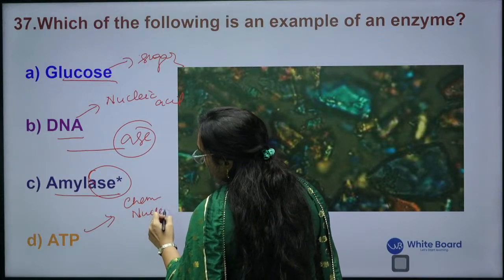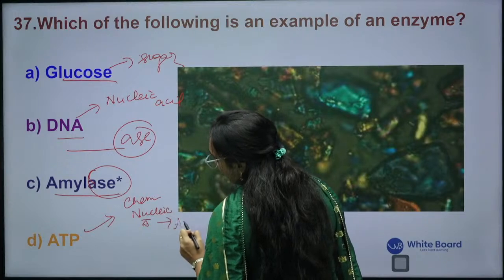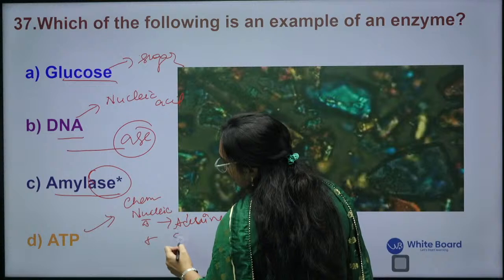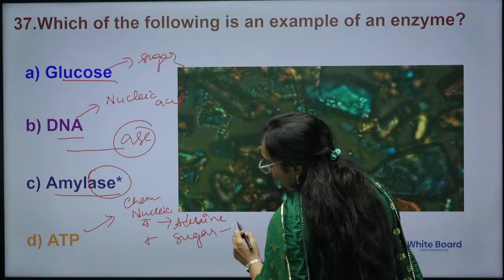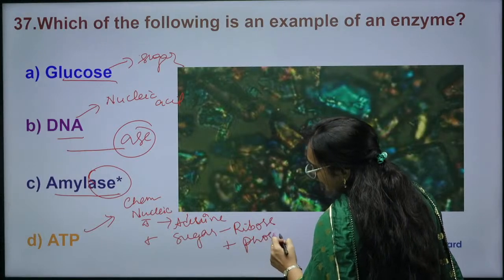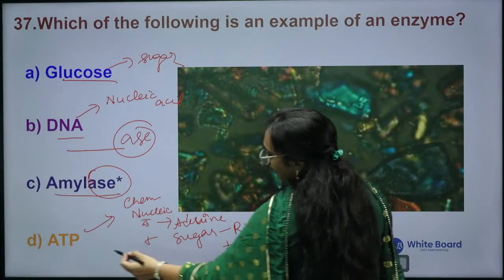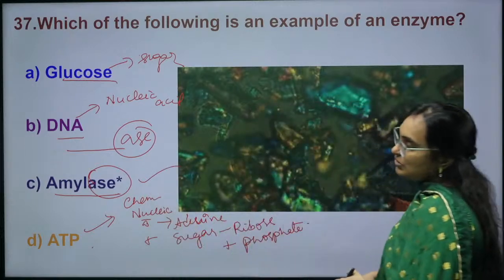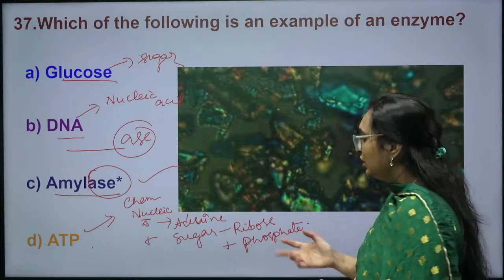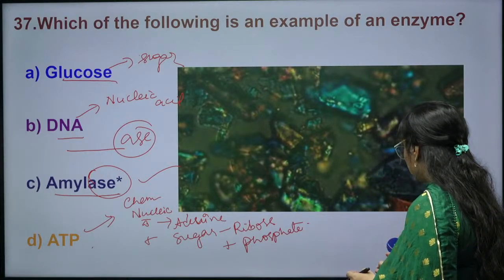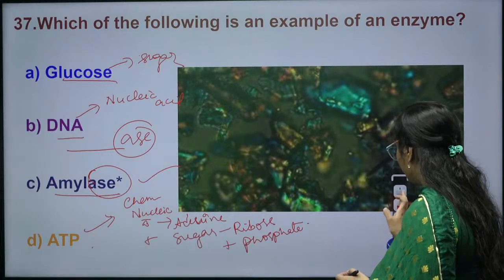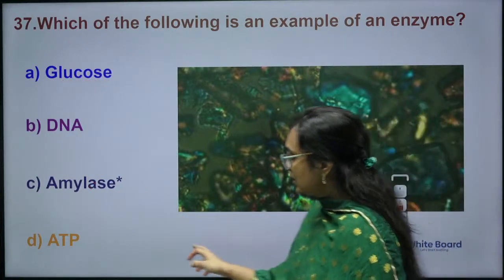adenine plus sugar, ribose, plus phosphate group. So here it is not an enzyme, this is an enzyme. So the answer is C. ATP is adenine triphosphate, it consists of the nucleic acid base adenine, sugar and phosphate group. So the answer here is C. Next question.